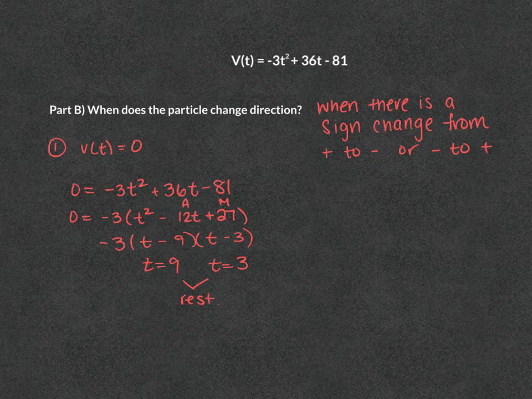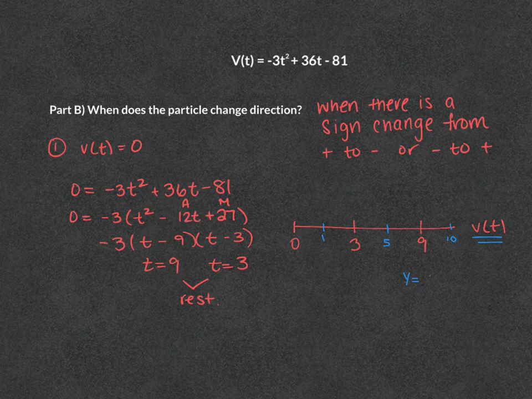This is more specifically where they are at rest, and we're going to have to just confirm that that's where they change direction. So I'm going to draw myself a nice little v of t number line. I'm going to put 0, and I'm going to put 3 and 9. So I want to go and test some values. So I'm going to test in between 0 and 3, I'll test 1. In between 3 and 9, I'll test 5. And after 9, I will test 10. So go into the y equals of your calculator and type in your v of t function, because this is our v of t number line. So negative 3t squared plus 36t minus 81. And we're testing our values at 1, 5, and 10.